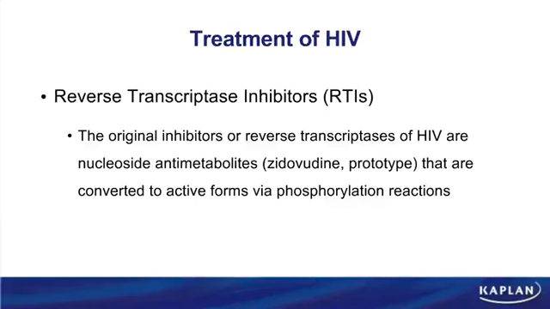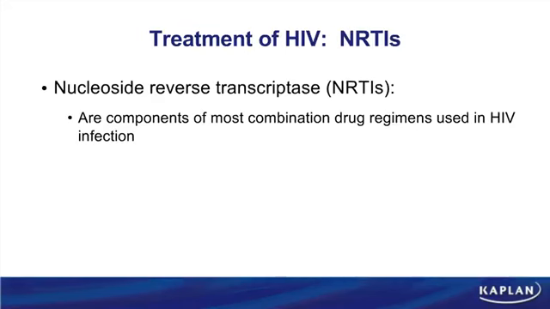One of the most classic groups of drugs for HIV are the reverse transcriptase inhibitors. These are the original inhibitors of reverse transcriptase, and they're all nucleosides, with zidovudine as the prototype. As we saw in an earlier figure, these drugs are going to require phosphorylation to their active form. Specifically, let's think about the nucleoside reverse transcriptase inhibitors. These are the drugs that require phosphorylation in order to be active.